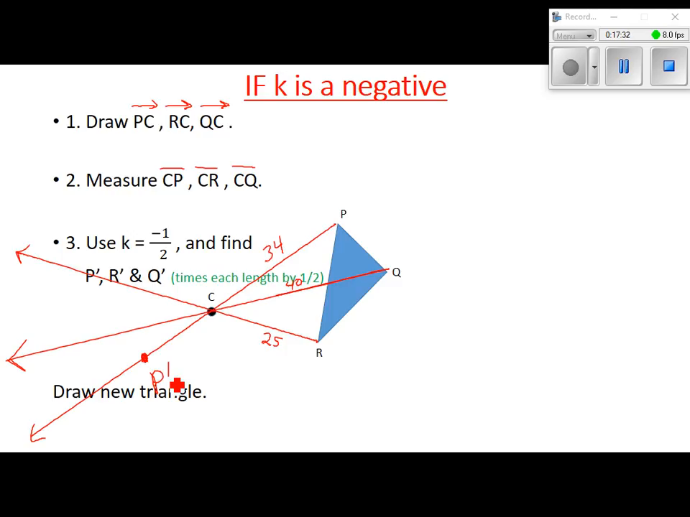This one's 25, 1/2 times 25 is 12.5, so we're going to end up somewhere right in there. That's R prime. 40, half times 40 is 20. So we're going to end up right in here. That's Q prime.